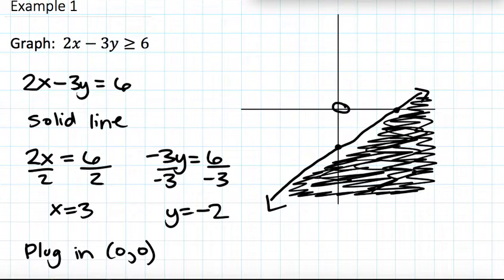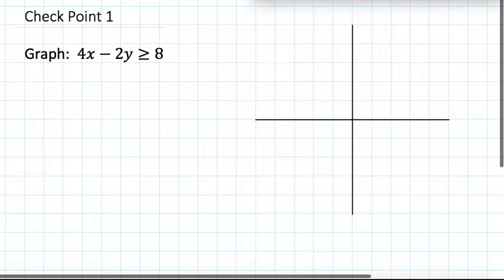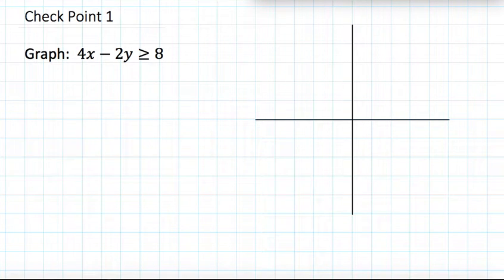So that's what that looks like. What you should do next is checkpoint problem number 1. Do this problem in your notes. The answers are in the notes that are posted, and then you can move on with the rest of the video.